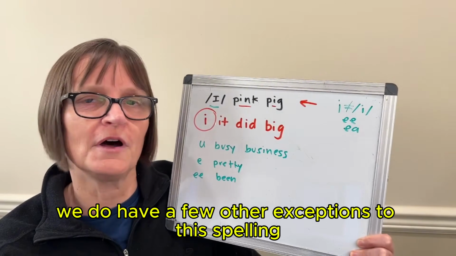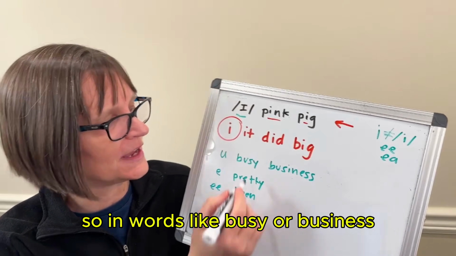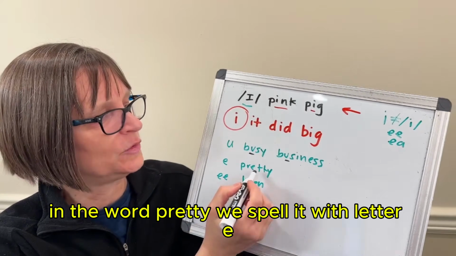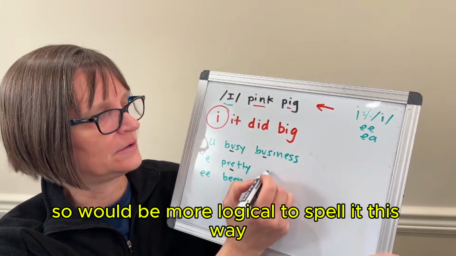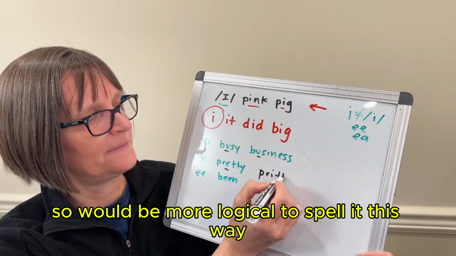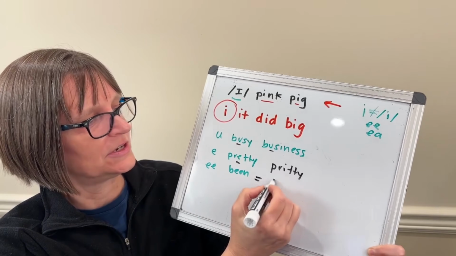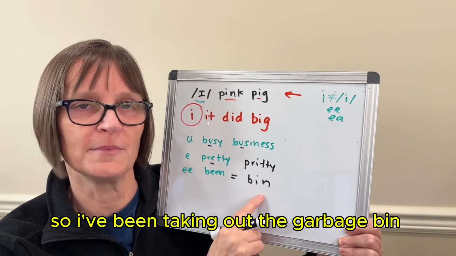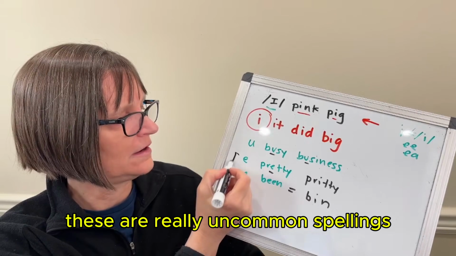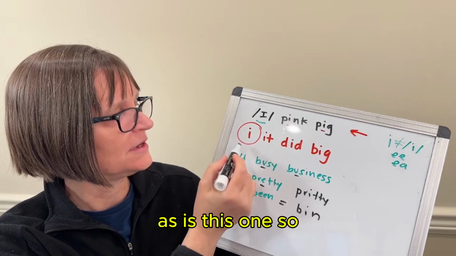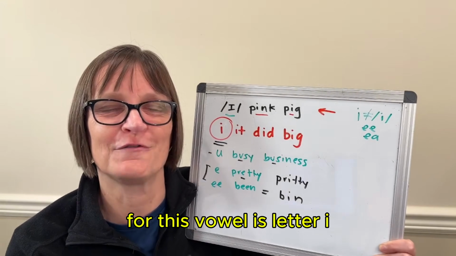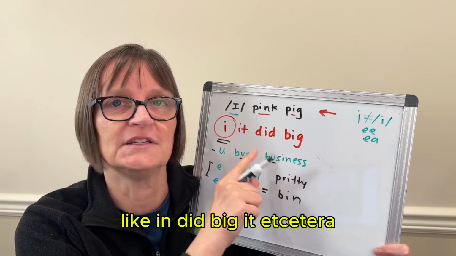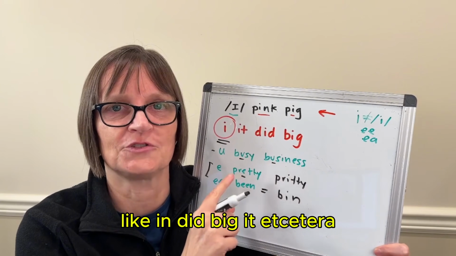We do have a few other exceptions to this spelling. In words like busy or business, we're spelling that with letter U. In the word pretty, we spell it with letter E, so it would be more logical to spell it this way. In the word bin in American English, that's the same as this bin, so I've been taking out the garbage bin. These are really uncommon spellings, as is this one. So the main spelling you need to know about for this vowel is letter I. You really want to see letter I and think I, like in did, big, it, etc.